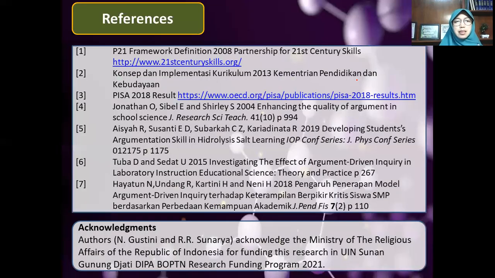This is the reference we use in this presentation. Acknowledgement. The authors, especially Lenggustini and Risa Rahmawati Sunarya, acknowledge the Ministry of Religious Affairs of the Republic of Indonesia for funding this research in the UIN Sunan Gunung Jati Bandung Research Funding Program 2021.